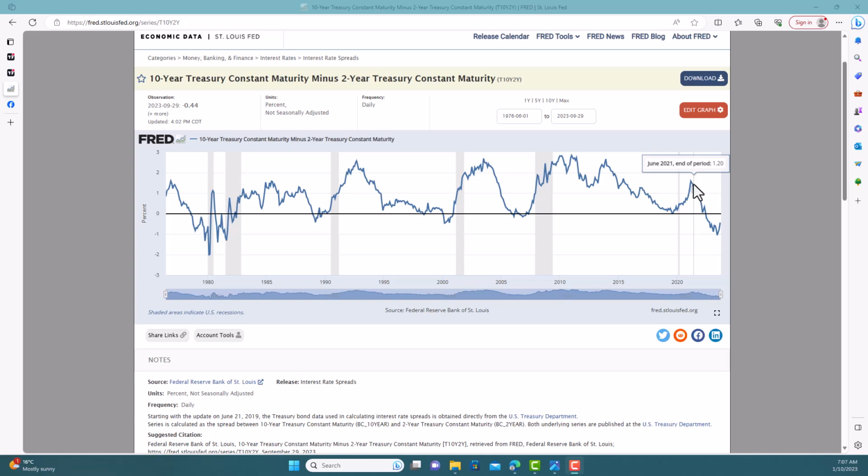But again, it doesn't mean there's going to be one recession, we pop and then we start going to the moon again, because as we know, last time we were uninverted, we actually had multiple recessions. We had four recessions within that time.